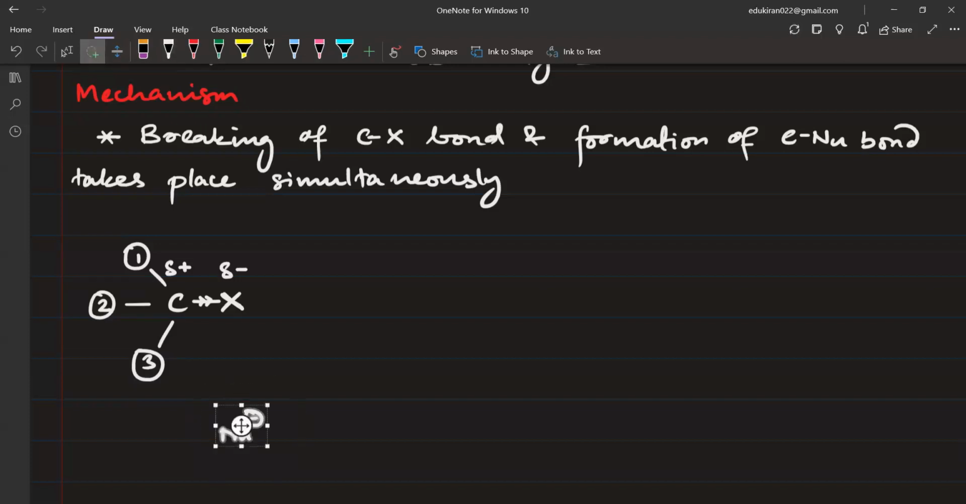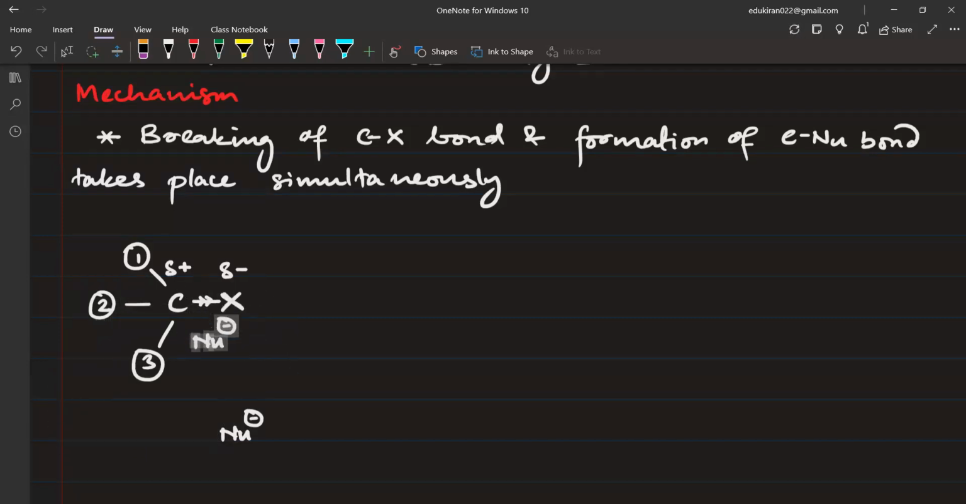Now nucleophile cannot attack the carbon atom from here to replace the halogen. Why? Because the halogen atom is negatively charged, and the nucleophile is also negatively charged, so they will be repelled. They will always repel each other. So the only way for the nucleophile is to attack from the backside of the carbon.